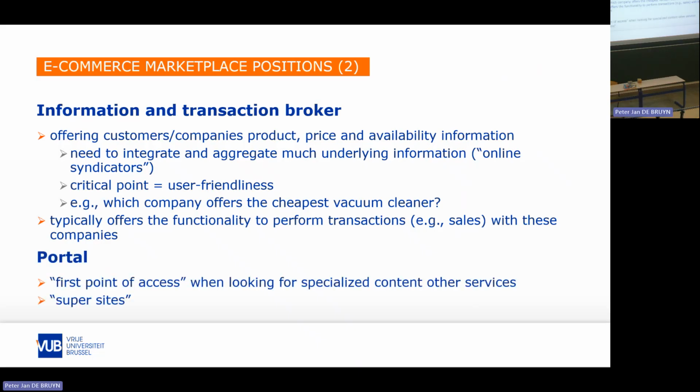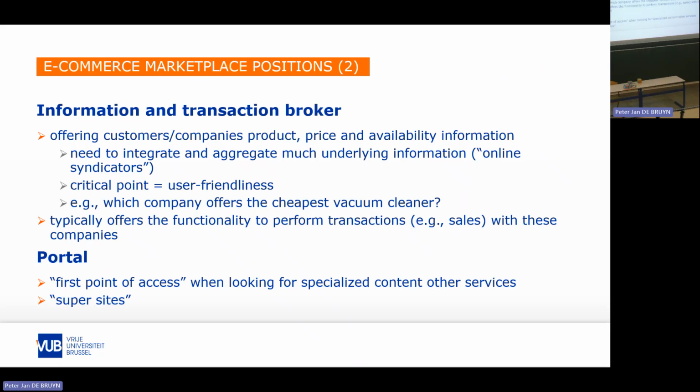And then lastly, something that is more and more declining as the years go by, but there's still a possibility, is to create what's called a portal. A portal is what Yahoo became famous for. Some of those portals tried to be the first point of access when someone is entering the internet. When you're looking for specific content, they were often called super sites. Nowadays, except for very niche topics, they don't really exist anymore. They're not so popular anymore.